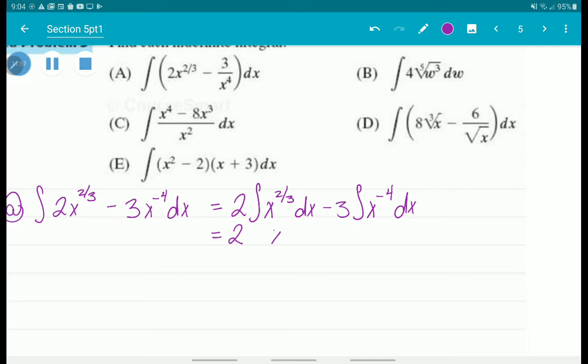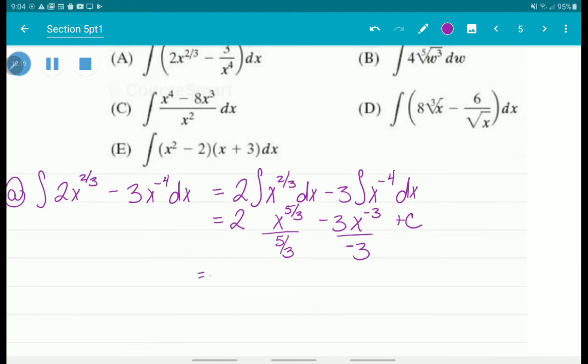So I'm going to add 1 to the exponent. 2/3 plus 1 is 5/3. And I'm going to divide by 5/3. I'm going to add 1 to the exponent here. If I add 1, I get a negative 3. Divide by negative 3 plus c.